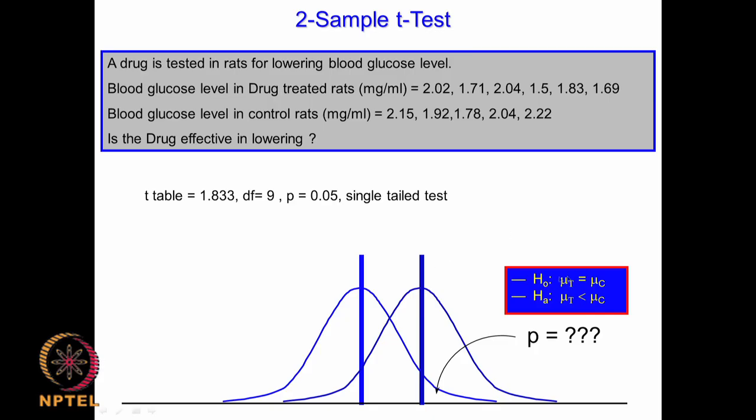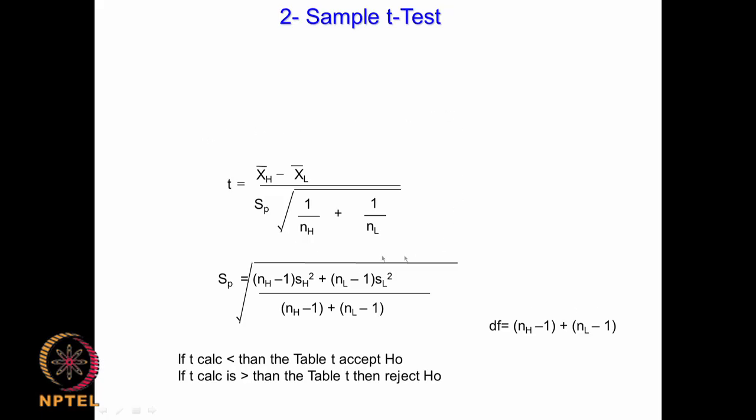So, the null hypothesis will be mu t is equal to mu c. That means test and control; drug treated we call it test, c means control, whereas the alternate could be mu t less than mu c. So, this is the equation by which these things are calculated.